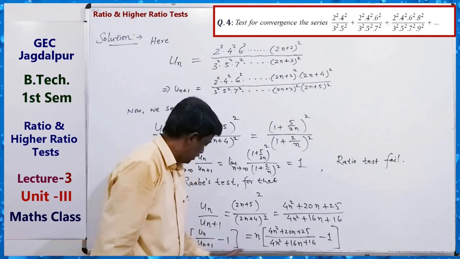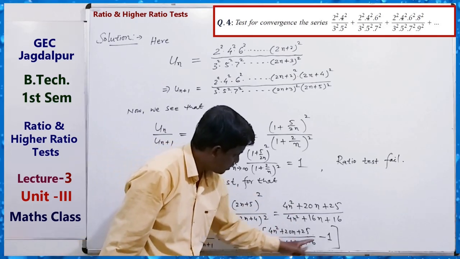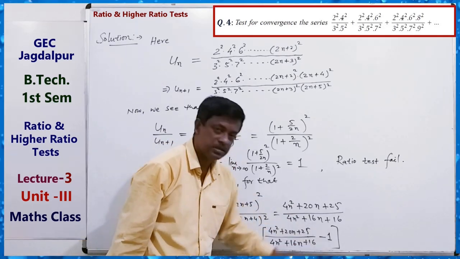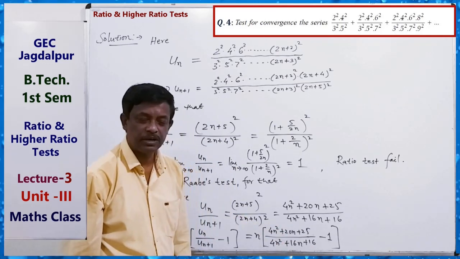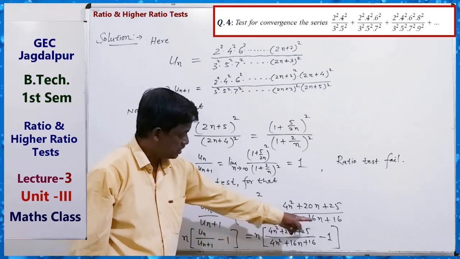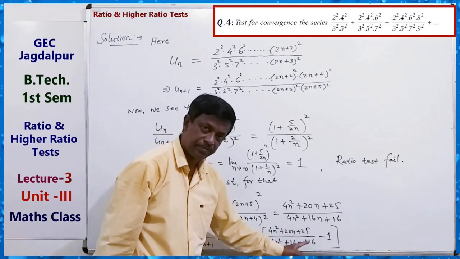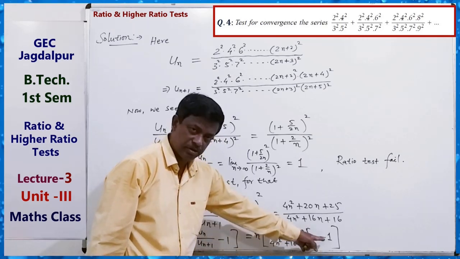So n, this minus 1. So this upon this minus 1 means this minus this here. So 4 and 4 cancel, 20n minus 16n. After solving, what will we get? 4 and 4 cancel here. The denominator will be this, and 4n cancel. 20 minus 16, minus 1.